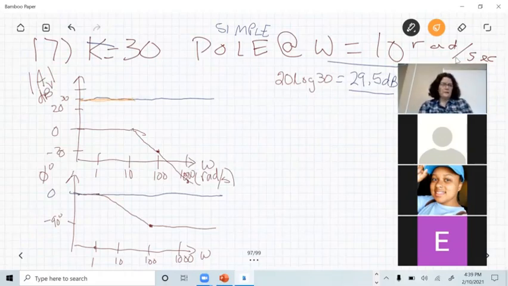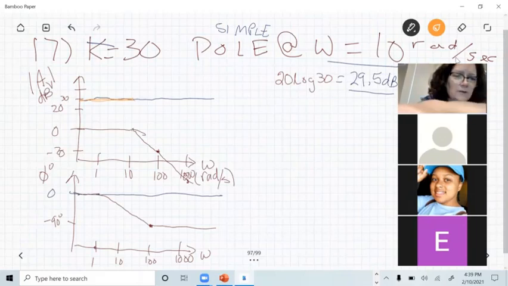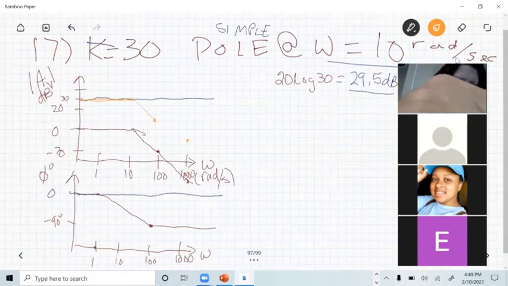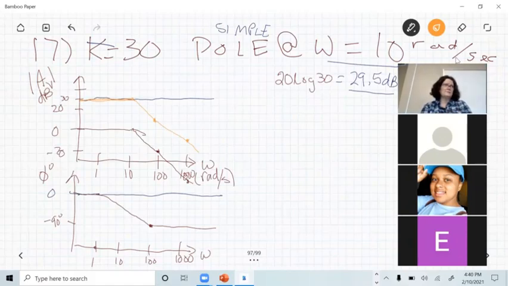After omega naught, I have a constant at 29.5 dB, and as the frequency changes, I'm adding a sloping line of minus 20. So I'm expecting this to fall by 20 dB per decade. So at 100, it should be around 10 dB, and at 1,000, it should be around minus 10 dB. And then I just draw this in here. There's the magnitude plot of the whole function. I plotted the factors and I added them together. I'm really sorry about the homework.